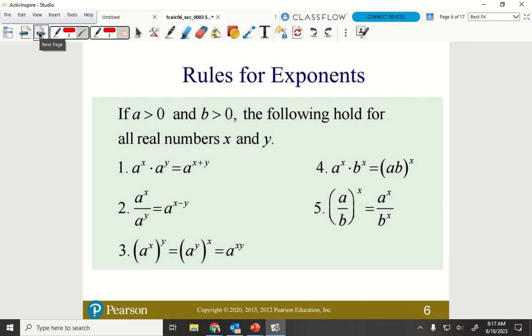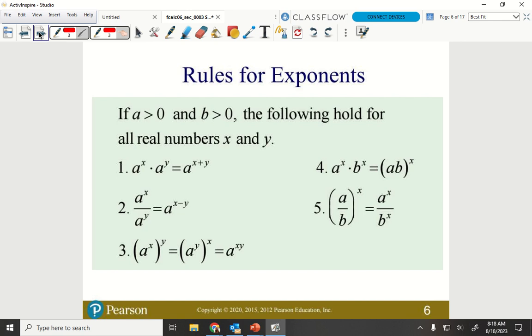Okay, rules for exponents. If a is greater than 0 and b is greater than 0, the following hold true for all real numbers x and y. Right here, a is my base. This is commonly referred to as the base as it is the number being raised to the power. They have the same base. a and a, same base.